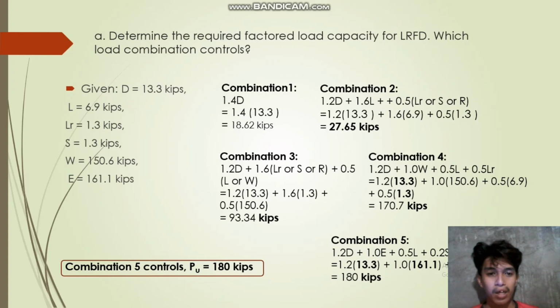Combination number 3: 1.2 dead load plus 1.6 roof load or snow load or rain load plus 0.5 live load or wind load equals 1.2 times 13.3 plus 1.6 times 1.3 plus 0.5 times 150.6. Then, the 150.6 is the wind load. It is equal to 93.34 kips.